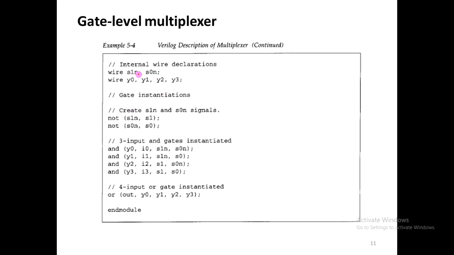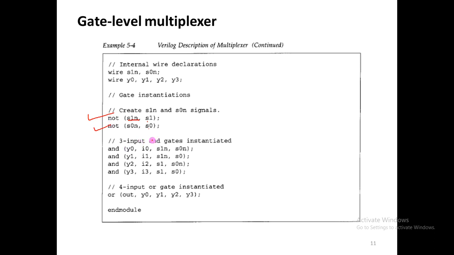So first thing, what is S1N? That we need to define. NOT gate, this is the output of that NOT gate, and this is the input of that NOT gate. So S1 bar is nothing but S1N, and S0 bar is nothing but S0N. This is how we are using a Verilog primitive, a predefined word called NOT.